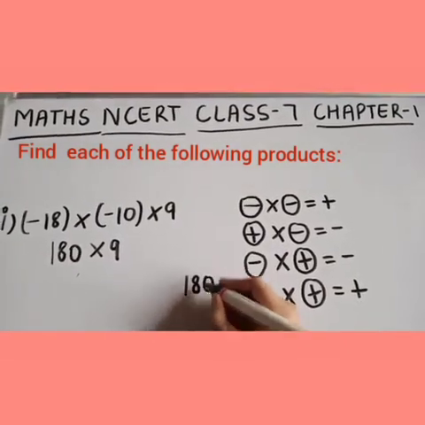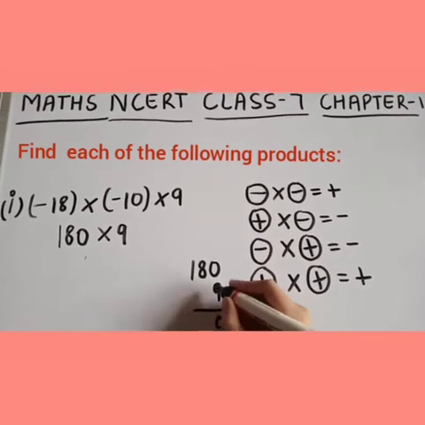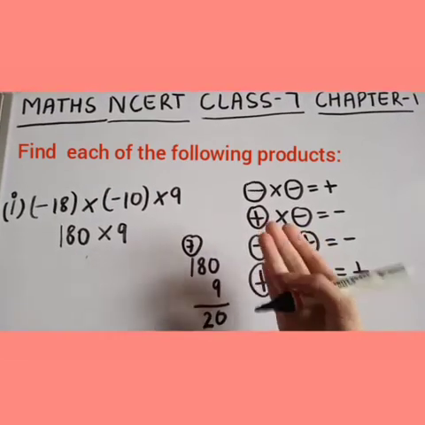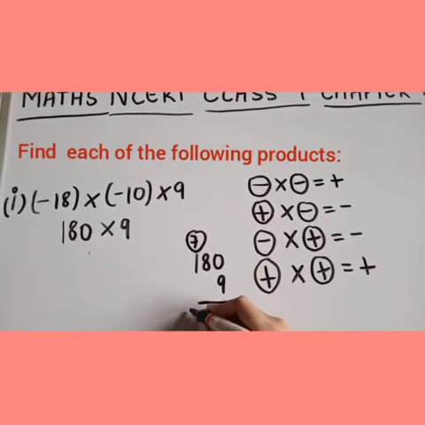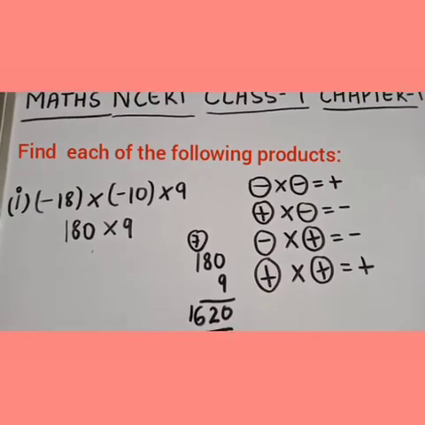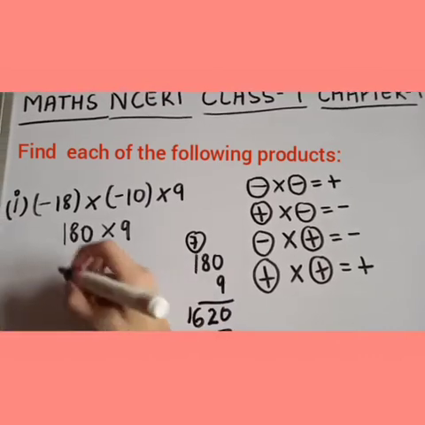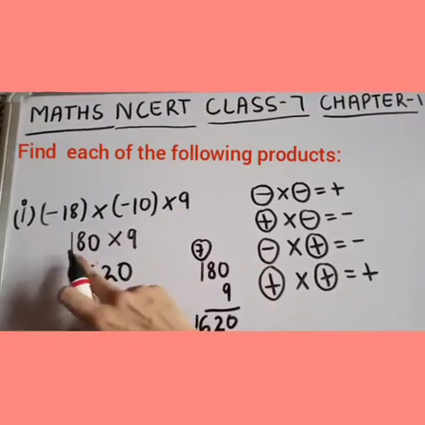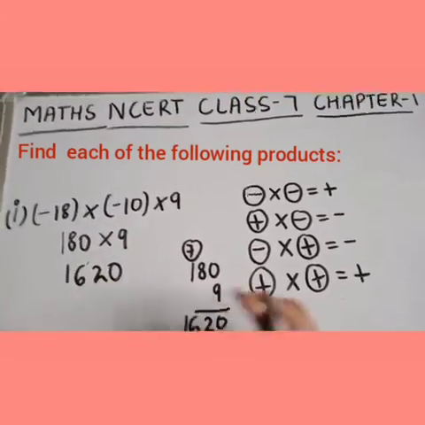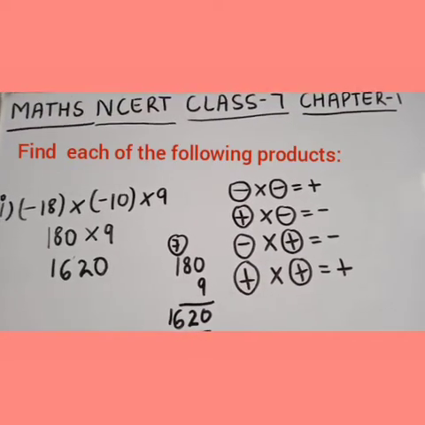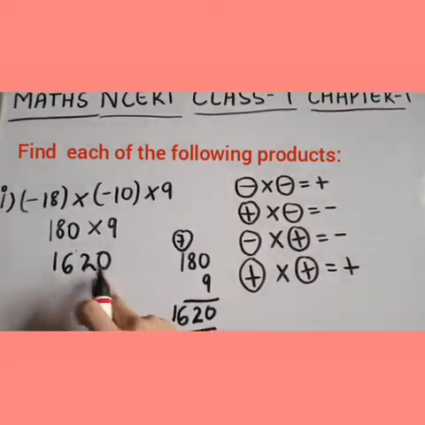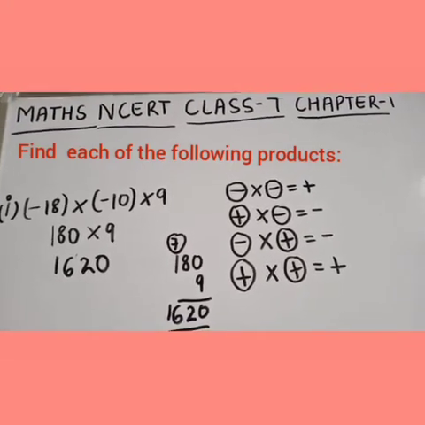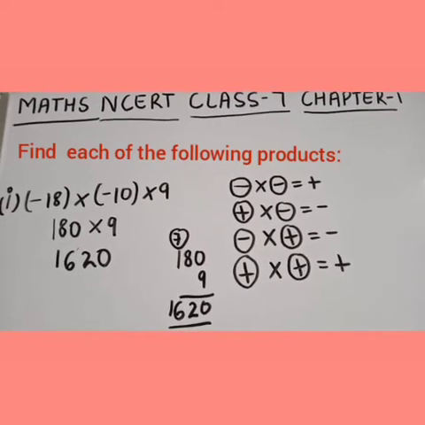So 180 into 9: 9 zeros are 0, 9 eights are 72, 9 ones are 9, 10, 11, 12, 13, 14, 15, 16. So 1620 is the answer. They both were positive numbers, so positive again makes a positive number. So that means 1620 is a positive number. I hope you all are clear with the first part of example number 2.